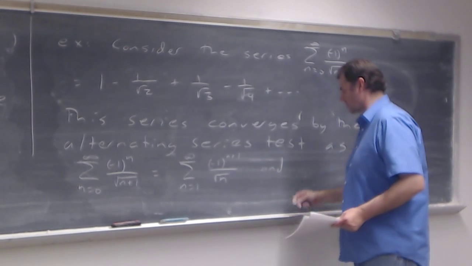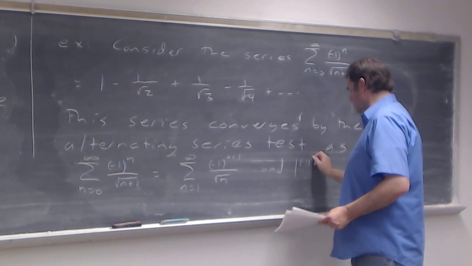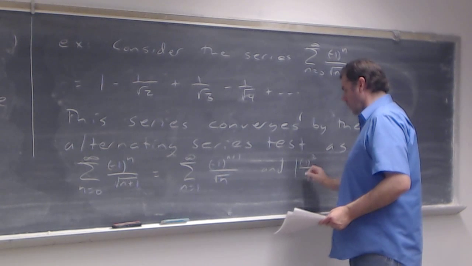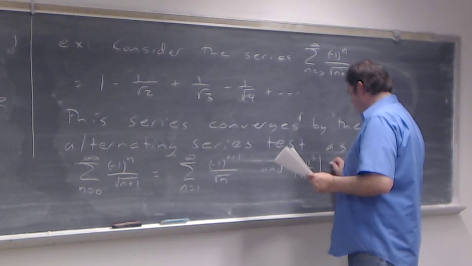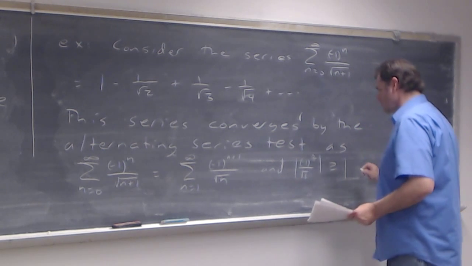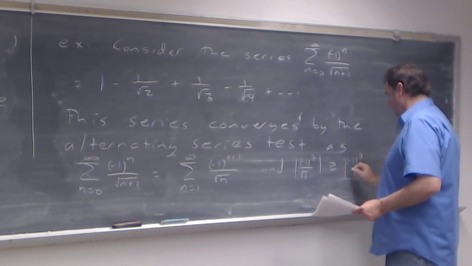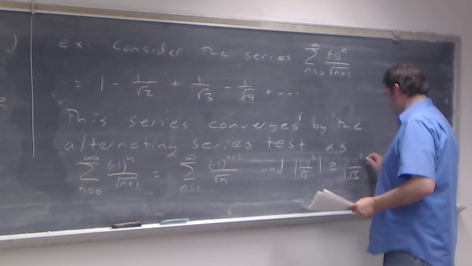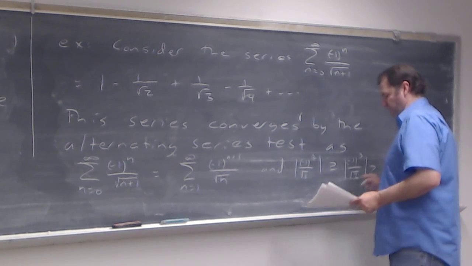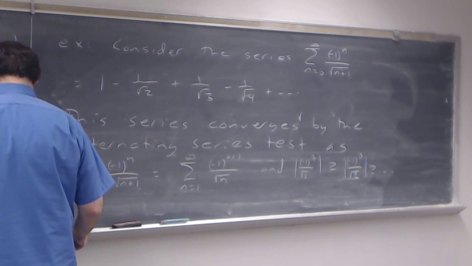And if you look at the absolute values of each one of these terms, when n is equal to 1, the absolute value of (-1)^2 over the square root of 1 is going to be greater than or equal to the absolute value of (-1)^3 over the square root of 2, and so forth, forever. So that's part of the conditions for the alternating series test.